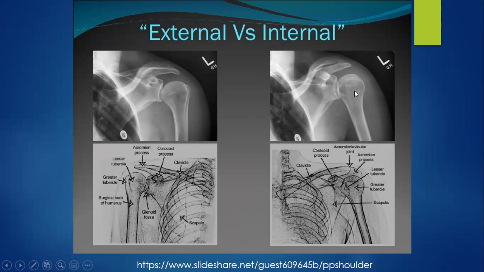So here we have the shoulder looking more smooth. Here's a little bump, the lesser tubercle. This line inside here is the greater tubercle. So that's how you can tell the difference.